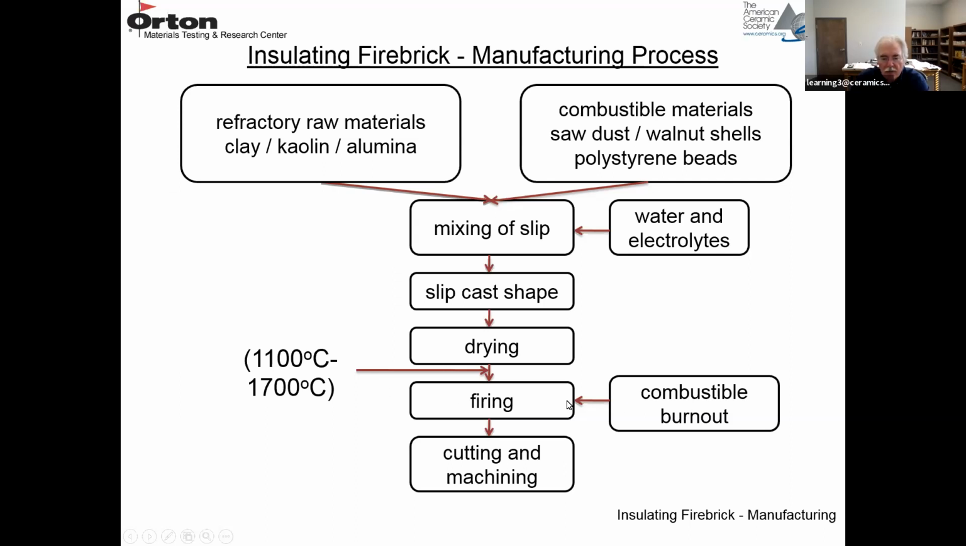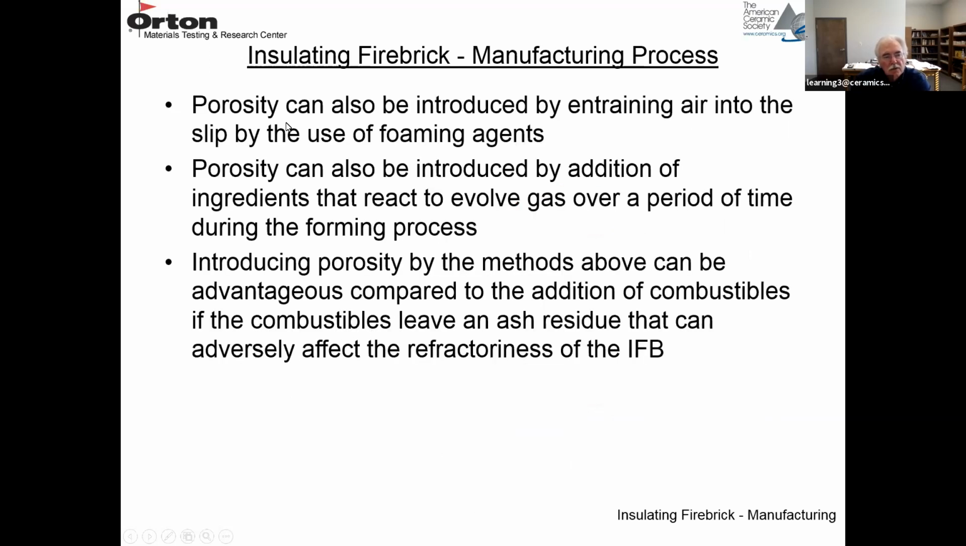The combustible burns out during the firing process. Now you have a large oversized shape. You cut it and machine it to whatever size you want. Usually it's a 9-inch straight. So you can also introduce porosity by entraining air into the slip by using some type of foaming agent. You can also add porosity by the addition of other ingredients that react to evolve a gas over a period of time during the forming process.